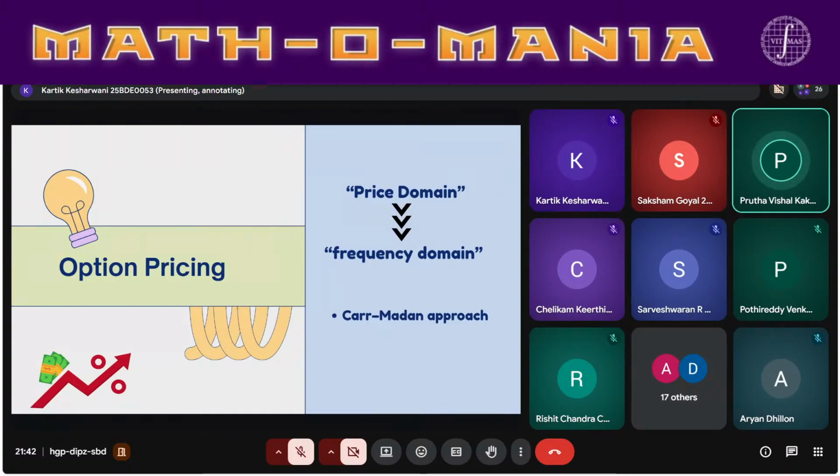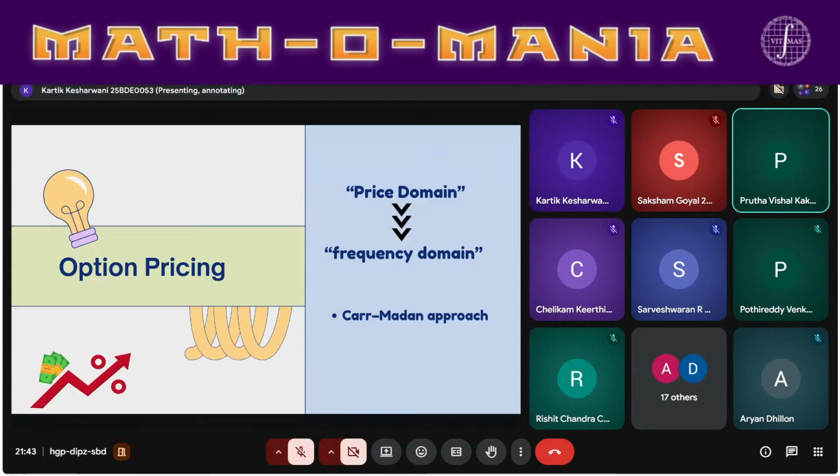Next application is option pricing. Valuation of options becomes mathematically complex because the option premium depends on multiple interacting factors such as the underlying price, volatility, time to expiry, and interest rates.